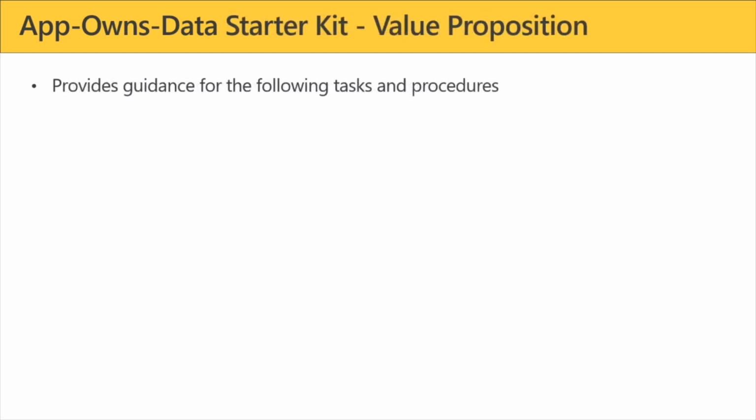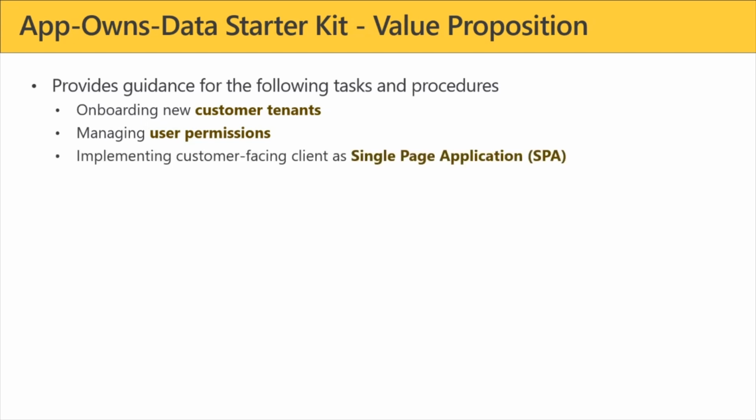So with the AppOwnsData Starter Kit, what do we like to provide guidance for? As we wrote this and documented it, onboarding new customer tenants is certainly one of the big takeaways you're going to get by following this guidance and getting up to speed on this app. Managing user permissions: how do we store a user profile that says what permissions this user has, versus the permissions of another user? Also, we want to implement the end user facing application as a single page application because that's the modern trend. We want broad reach, but we're also going to introduce a custom telemetry layer.